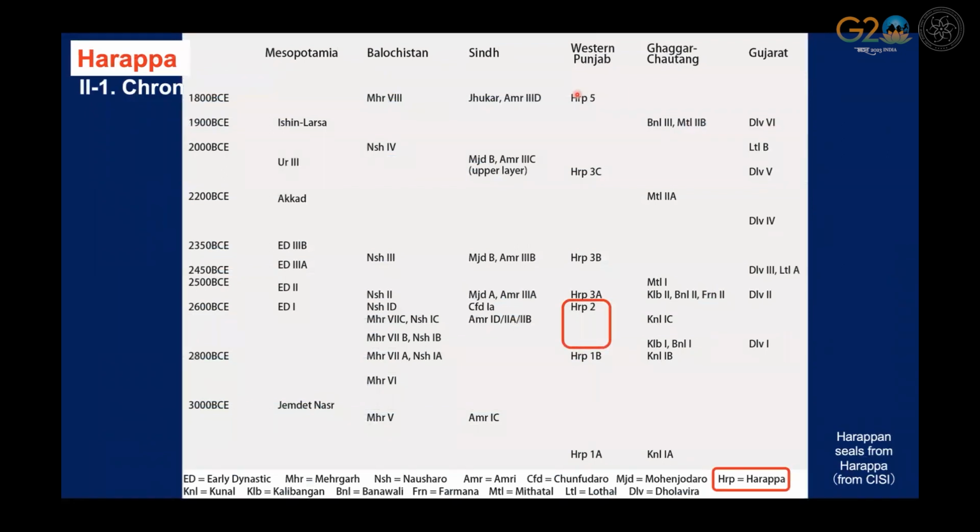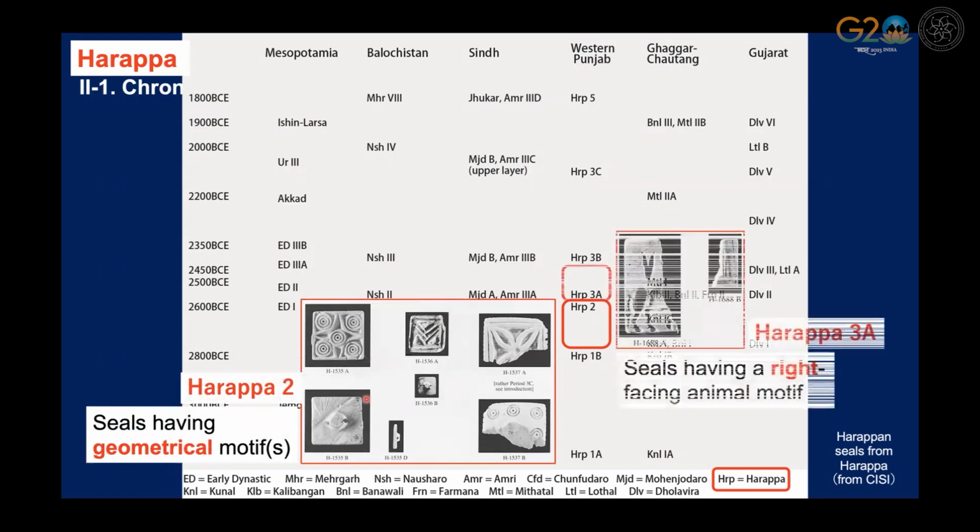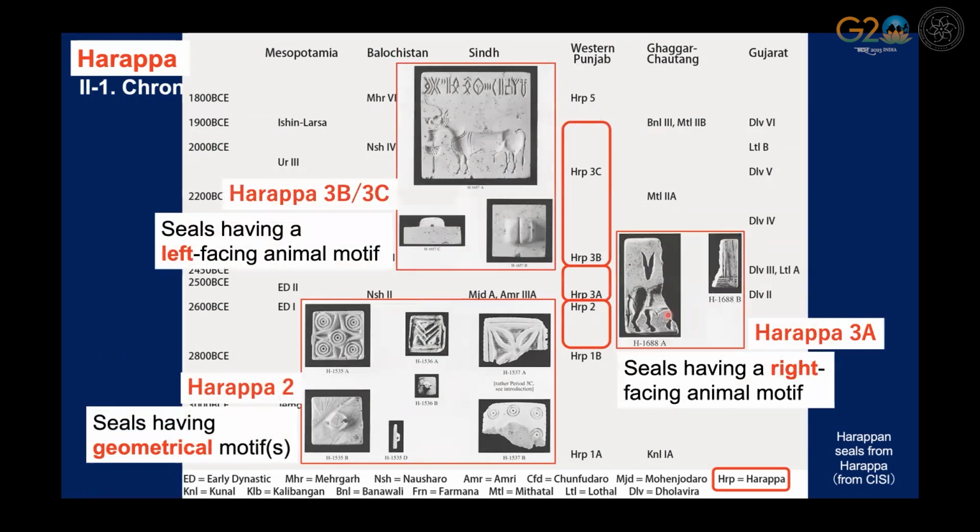On the basis of excavations at Harappa, the chronology of seals from the early Harappan to the Harappan period can be proposed as follows. The seals from Harappa period 2 are characterized by geometrical motifs. Harappa period 3A seals are characterized by a right-facing animal motif. Next, the seals from Harappa period 3B and 3C are characterized by a left-facing animal motif.